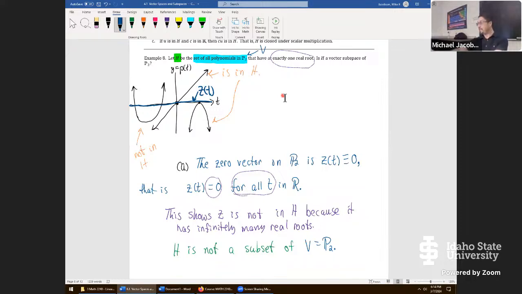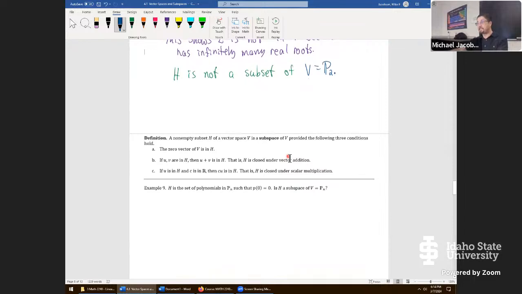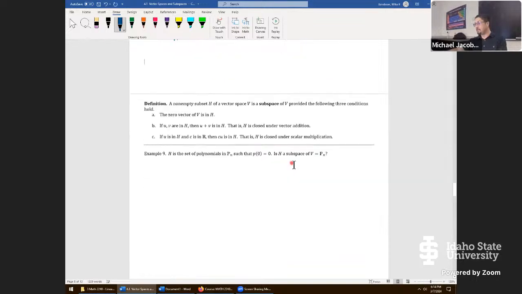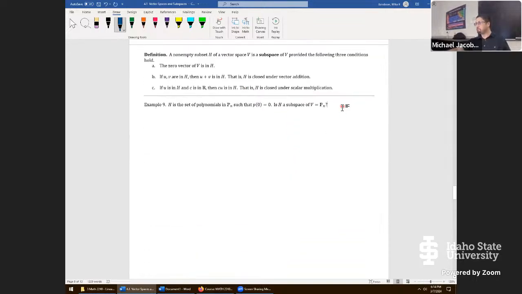Okay, so here's example 9. Another polynomial type space because it takes some work to get a feel for these, and there's a few of these in the homework set as well. So I felt like we should do a good number ourselves. And here's how this one goes. H is a set of polynomials in Pn such that P at 0 evaluates to 0. So it's not saying it has a certain number of roots. What it's saying is 0 itself is a real root to all those functions.